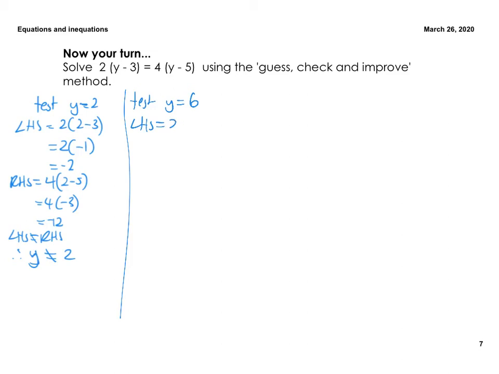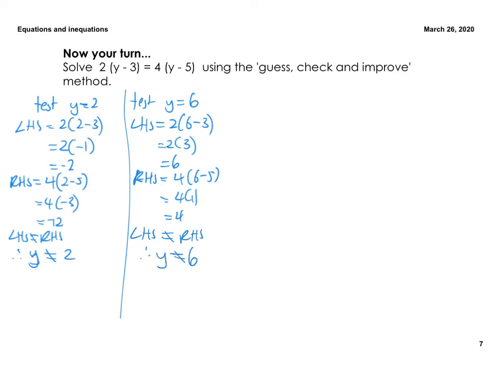LHS equals 2(6 minus 3), 2 times 3, which is 6. RHS equals 4(6 take away 5), 4 times 1, which is 4. Okay, so still not equal. They are getting closer. So that's right, LHS does not equal RHS, therefore y is not 6. But, like I said, these are quite close. Let's test, say, y equals 7.